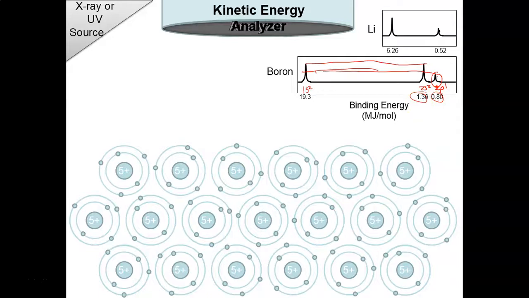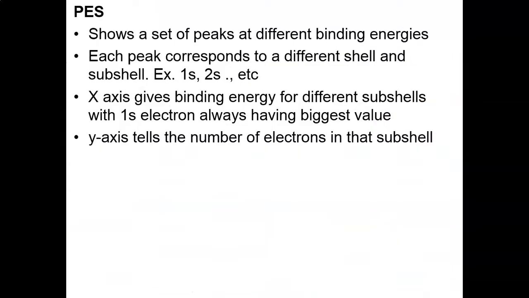And the other one was lithium from earlier we saw. All right, so PES shows a set of peaks at different binding energies. That's what those numbers at the bottom represent, the binding energy. Each peak corresponds to a different shell and subshell, 1s2, 2s2, 2p6, and you fill it in that order. So if you see 4 peaks, you can go 1s2, 2s2, 2p6, 3s. It's just going to always fill in that order, from lowest energy to highest energy.